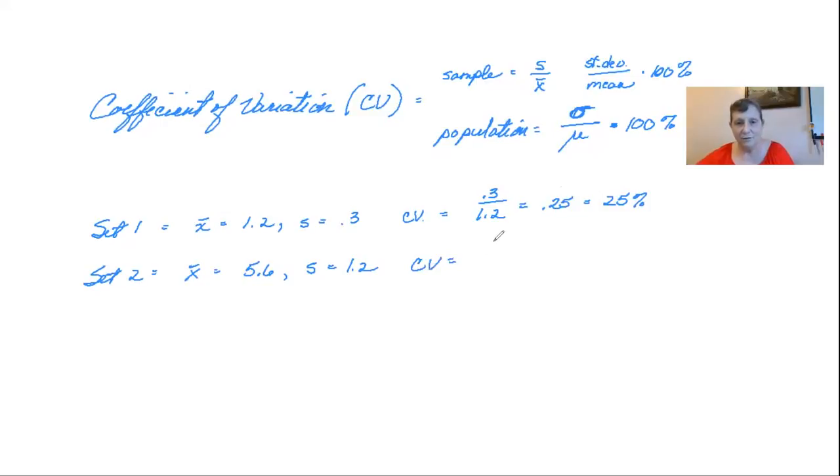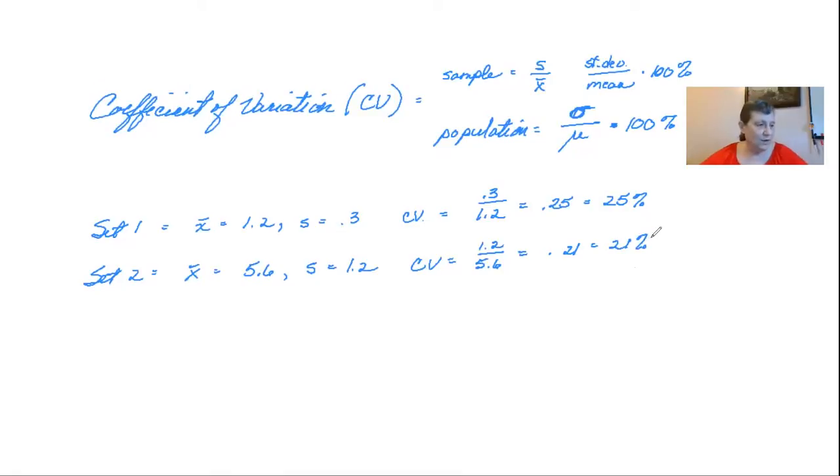In this case, we've got 1.2 divided by 5.6, 0.21, which is 21%. So it turns out that the standard deviation and the mean here are actually comparable. They're not that far apart.